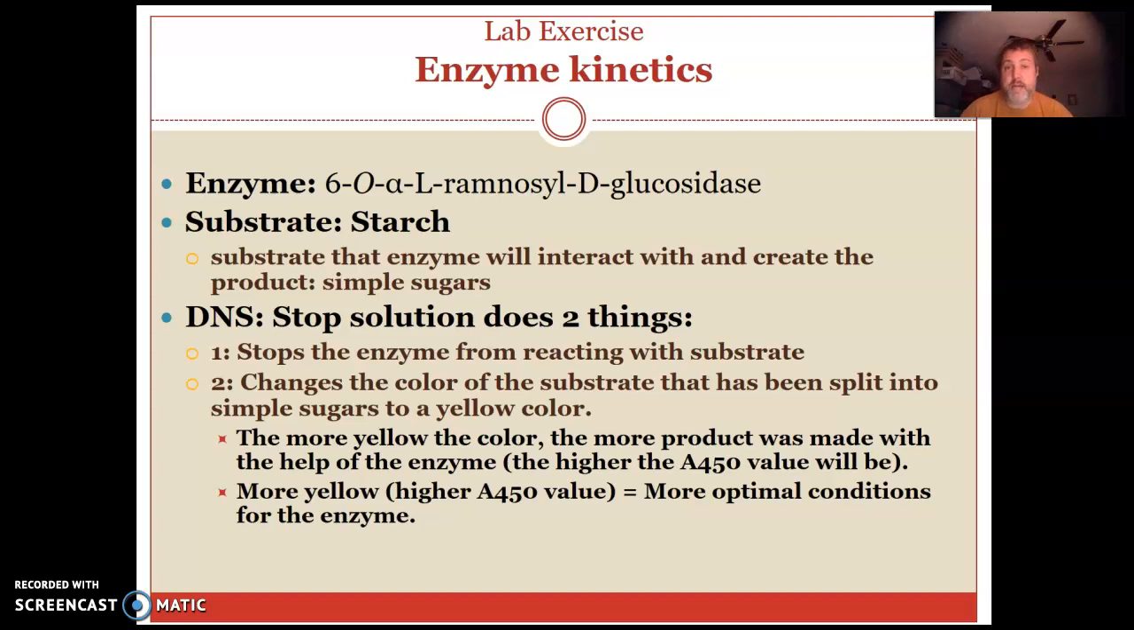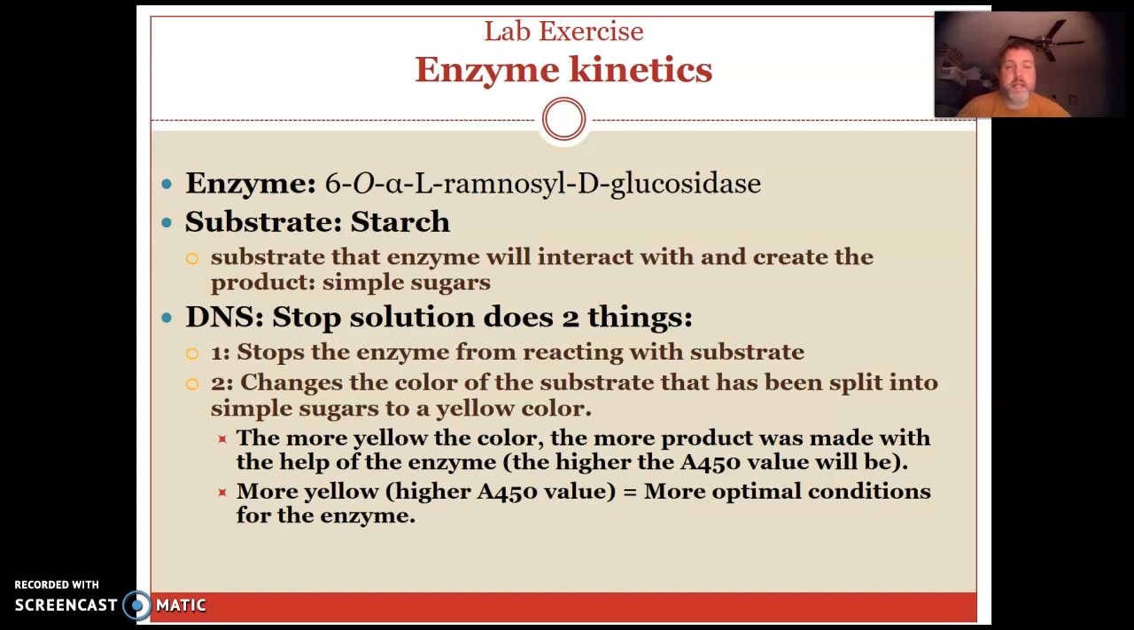There has to be reaction and there has to be product in there before that yellow will show up. So the more yellow you have, the more product that was made. Right? The more the enzyme broke down starch into simple sugars. And the more yellow, the more optimal the conditions were for the enzyme.